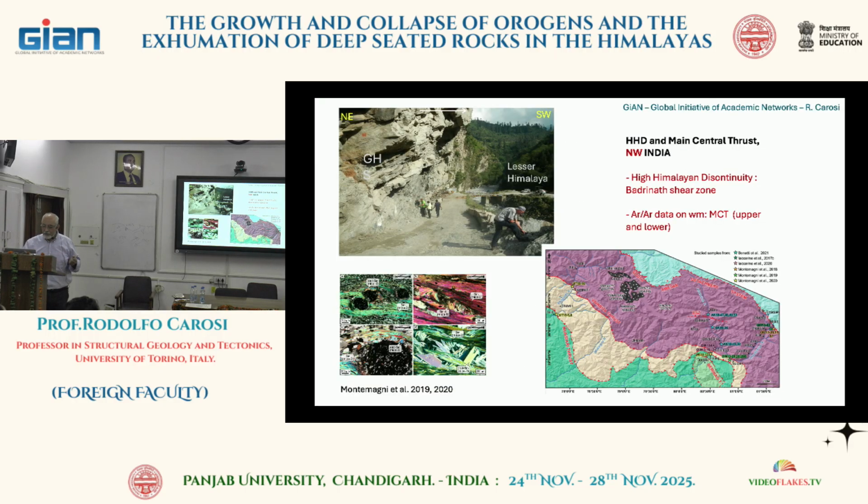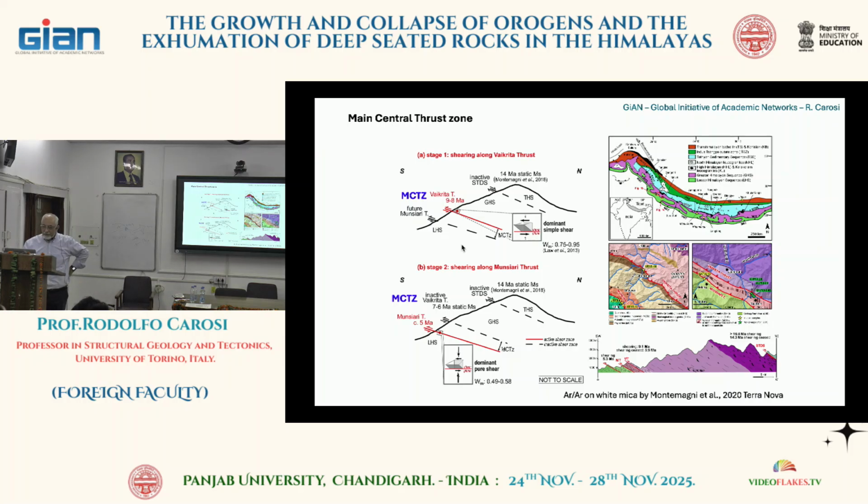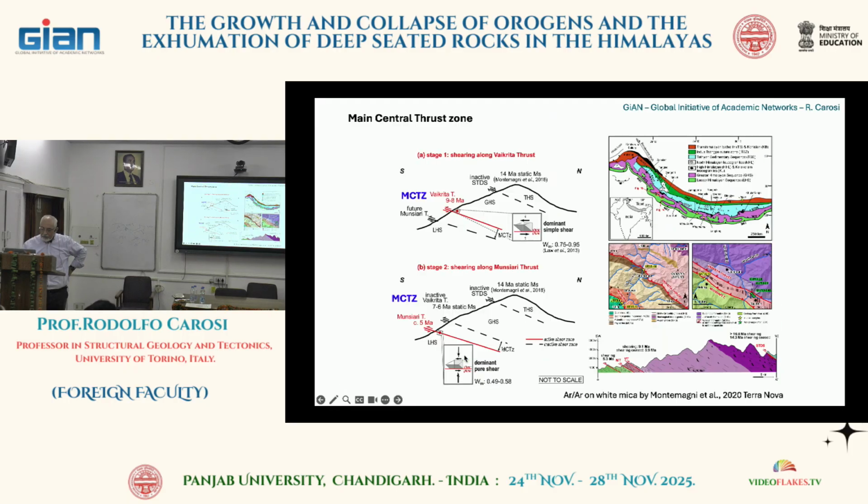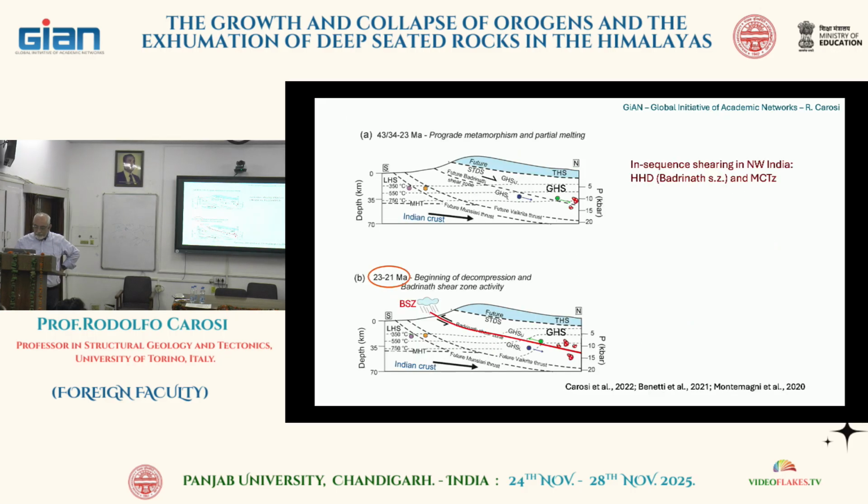Okay, if we join the information because we are dealing with main central thrust here. Main central thrust, I showed you, is made by Vaikrita and Munsiari thrust. I showed you already this one, and the deformation after the HHD localized along the Vaikrita thrust at 10, 9, 8 million years. Then the deformation stopped at 7, 6 million years because we have the static growth of mica on the mylonites, and the deformation shifted downward towards the Munsiari thrust nearly at 5 million years. So there is a shift of the deformation from the higher parts to the lower parts, dated by precise geochronology.